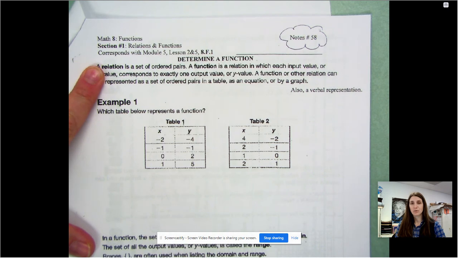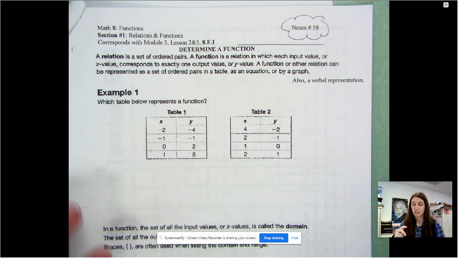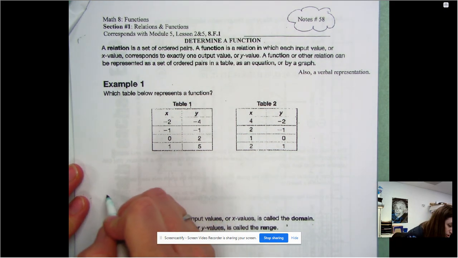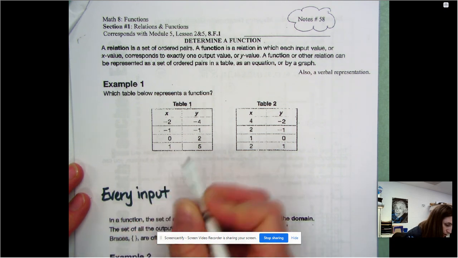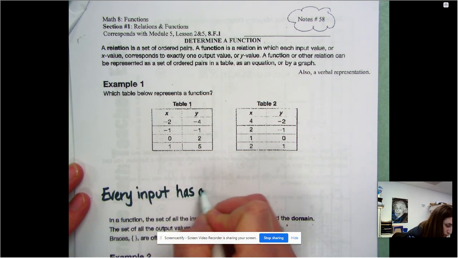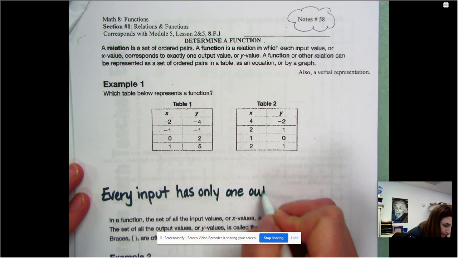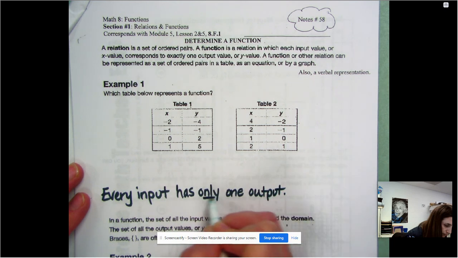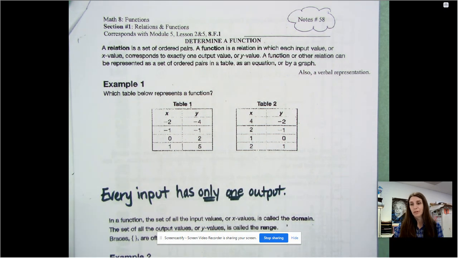So what we're going to do right now is we're going to make the classic answer. And you're going to use this classic answer in 9th grade too, okay? So if it's a function, you're going to write this. Every input has only one output.